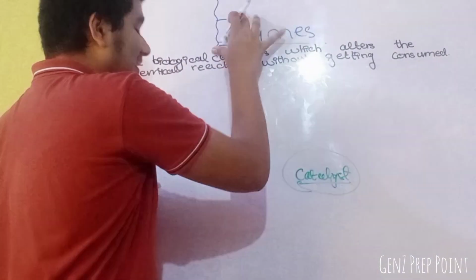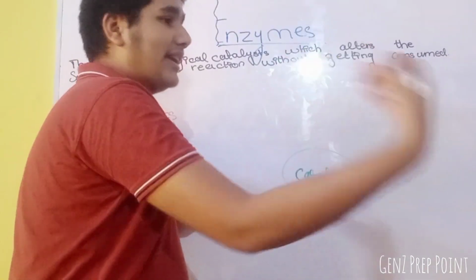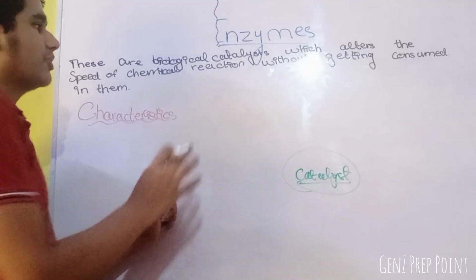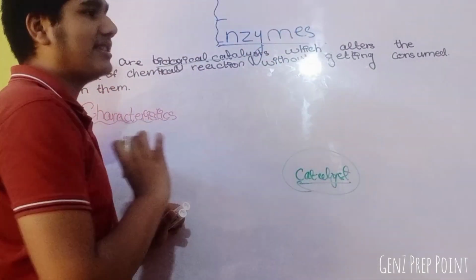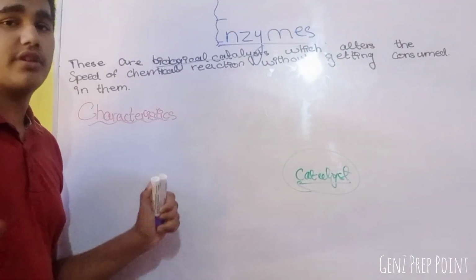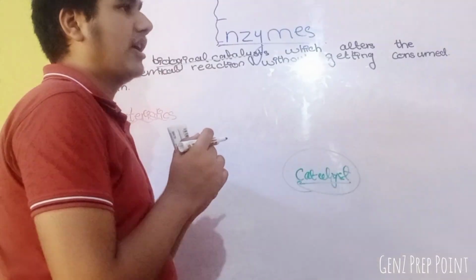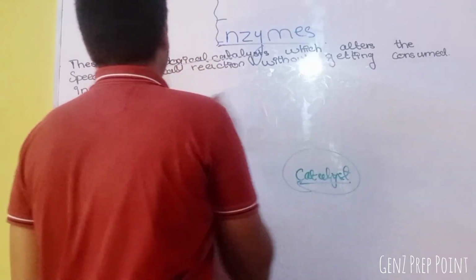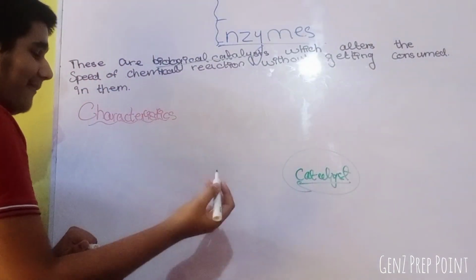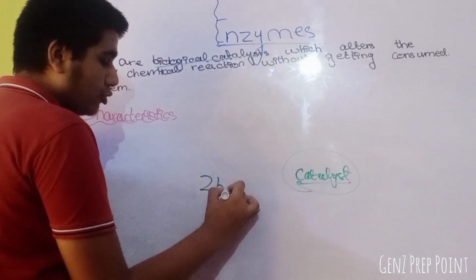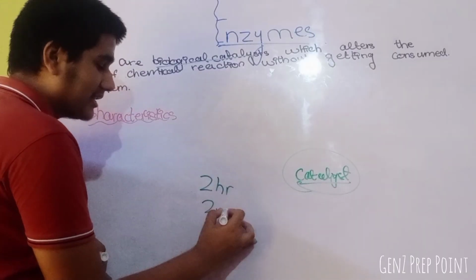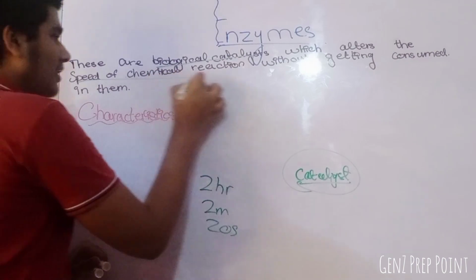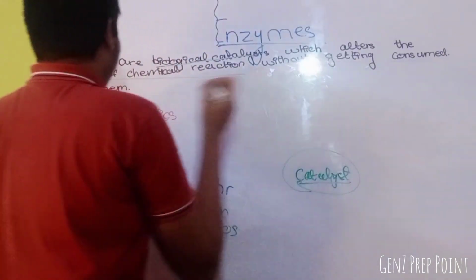If we put this enzyme in a factory or in an industry or in any chemical reaction, it won't speed up the reaction. So they are biological catalysts. They are not used in any kind of industry, textile industry or any chemical and medicine industry. They alter the speed of a chemical reaction. If a chemical reaction is going to take 2 hours, it's going to make it 2 minutes or even 20 seconds. It speeds up the chemical reaction without getting consumed in it.